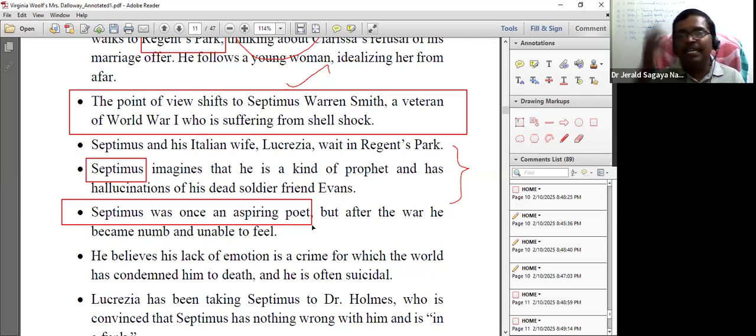அப்ப இவரு என்ன பண்ணாரு? He had dreams of becoming a poet, but what happened? His poetic sensibility was lost because of war. He is not able to get any inspiration. He is not able to imagine anything but the image of events. Did you get that, teachers?